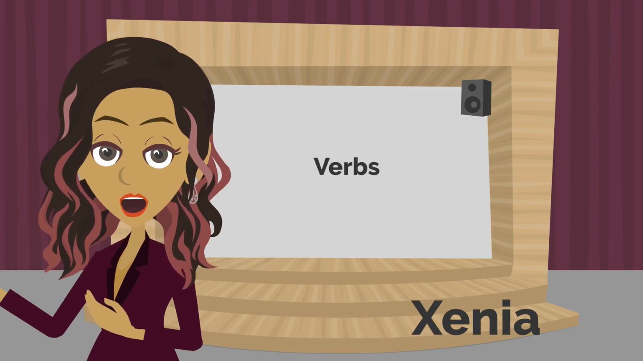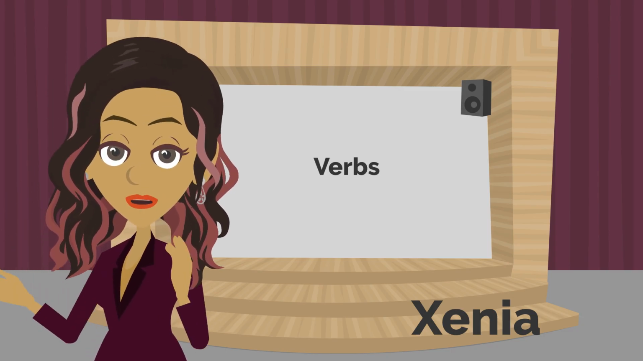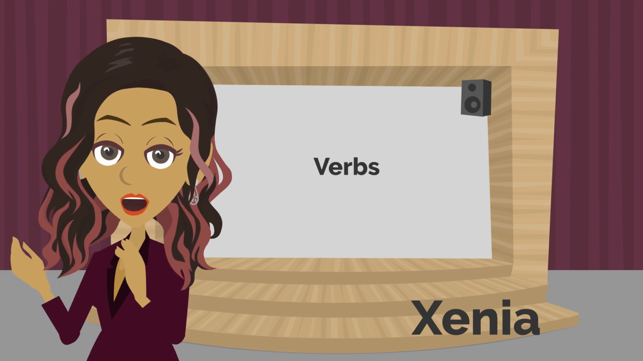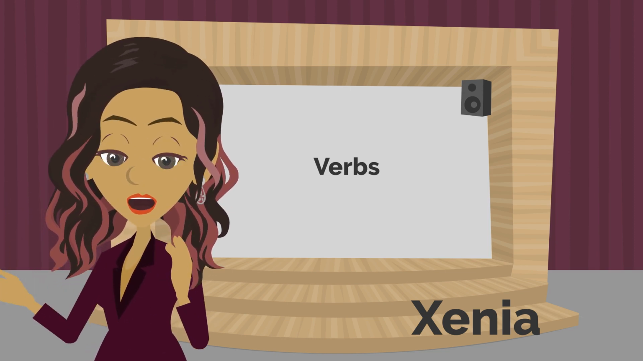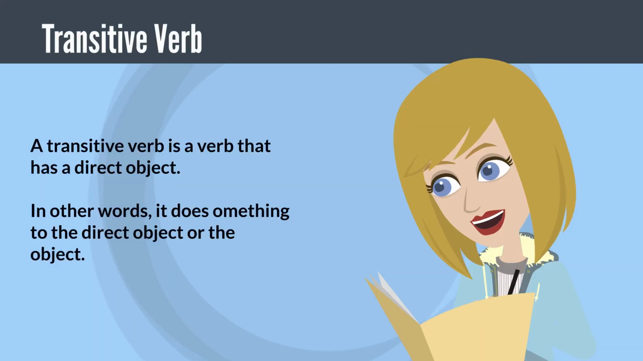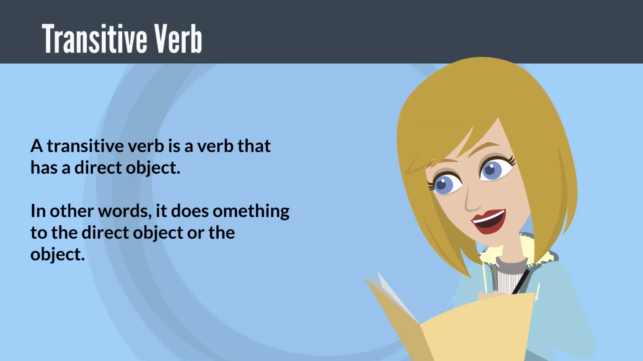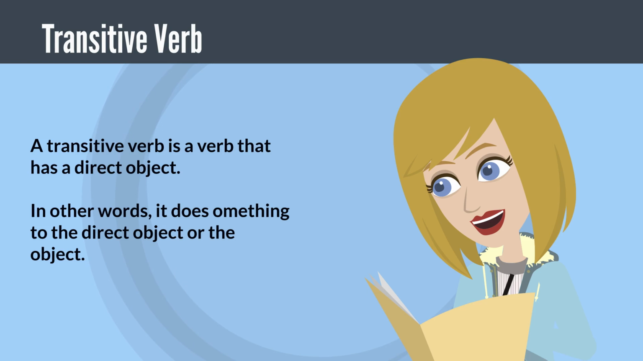Welcome back again, and in this lecture we will discuss the conditional terms of verbs, transitive and intransitive verbs, participles, and a few other verbs we may not have covered. A transitive verb is a verb that has a direct object. In other words, it does something to the direct object or the object.